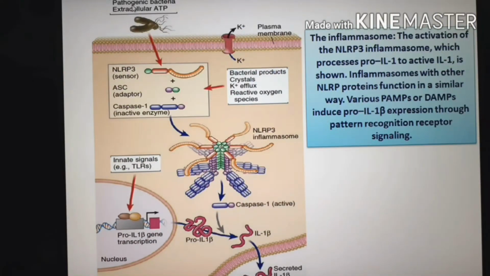What happens? Pathogenic bacteria or extracellular ATP induce NLRP3, called the sensor, and ASC, the adapter protein, and caspase-1 in inactive enzyme form, to form this NLRP3 inflammasome. There are different types of inflammasome, but this NLRP3 is very distinguished. What is the actual main function of this NLRP3 protein? It produces active caspase-1 from the inactive caspase-1 enzyme. So the main function of this inflammasome is to produce active caspase-1 protein.